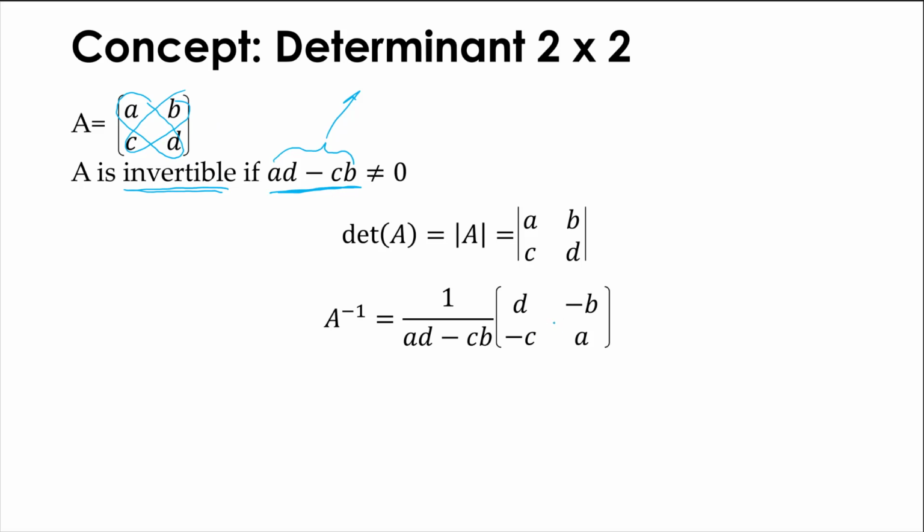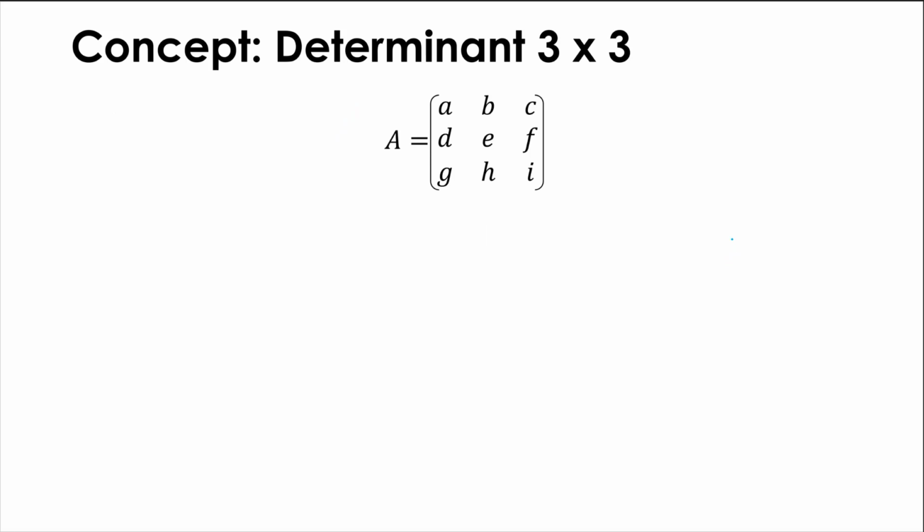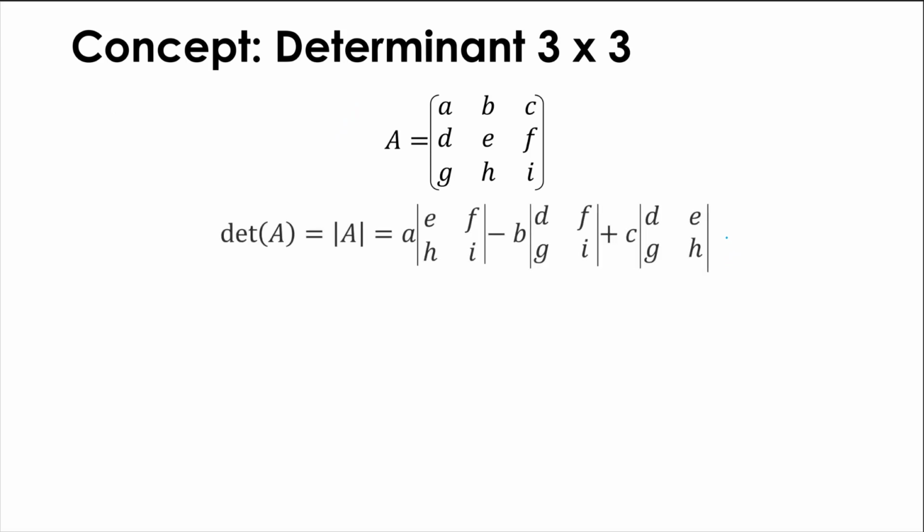Okay, switched A and D, changed the signs of C and B. And that, okay, I can multiply through by the reciprocal of my determinant, and that is going to be my A inverse. Okay, so that's for a 2 by 2. Now for a 3 by 3, it's a little bit different. Okay, denoted like this.